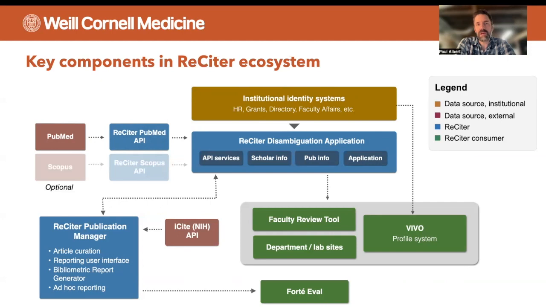There's a separate service which integrates with PubMed, and it takes data from PubMed and then formats it in JSON and has some nice optimizations there. The data from ReCiter is displayed in the Publication Manager web interface. Data from iCite, which is NIH's bibliometric service, is fed into ReCiter as well. And then the data from ReCiter is exposed to downstream applications like our Vivo profile system, department and lab websites, and our faculty review tool.